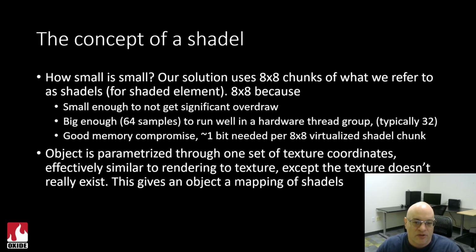And the objects are parameterized through one set of texture coordinates. This is basically the only requirement we have for an asset, that it needs a set of texture coordinates it can render to. It doesn't have to be a good set of texture coordinates, and we can do it automatically. And there are reasons that it works even with bad parameterization. We did some work on that, but more or less it just works that way. So it's sort of like texture space rendering, except the texture isn't real; it's fake.